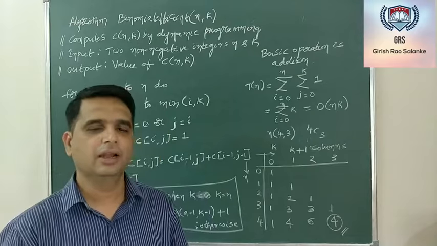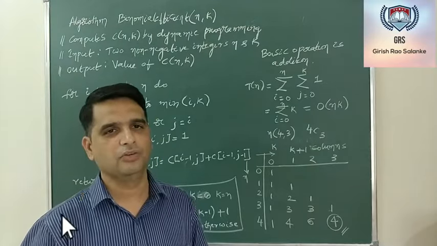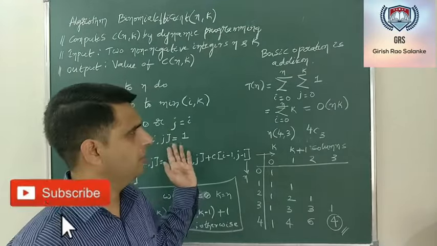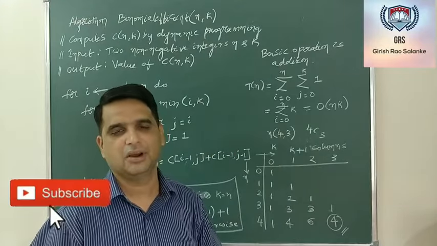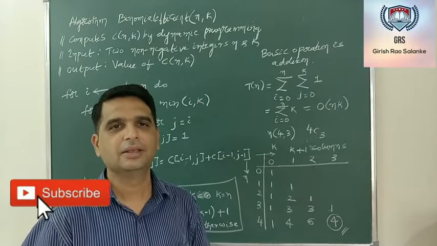This was about the time complexity of the binomial coefficient. Anyway, to find the time complexity of binomial coefficient, I have used the summation rule. Hope it is clear. Thank you.